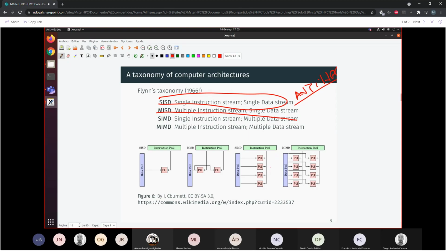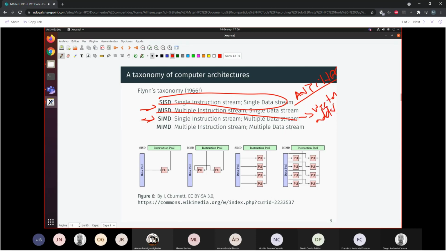This is the situation where you execute one single instruction on multiple pieces of data at the same time. This is the idea of vector instructions, like the add4 that I mentioned before. This is very common. All modern computers have this kind of SIMD instructions, and even in the GPUs, this is more and more important.